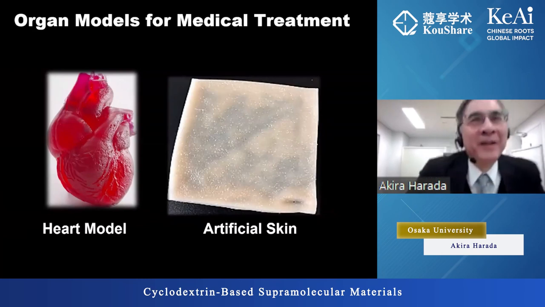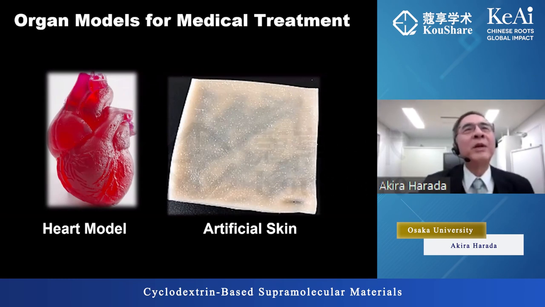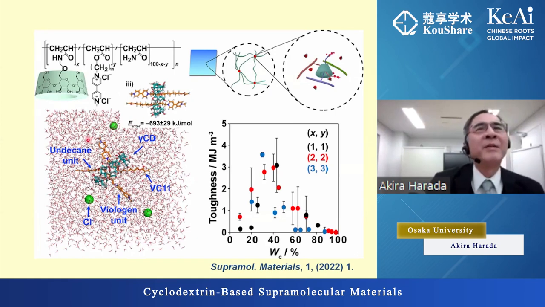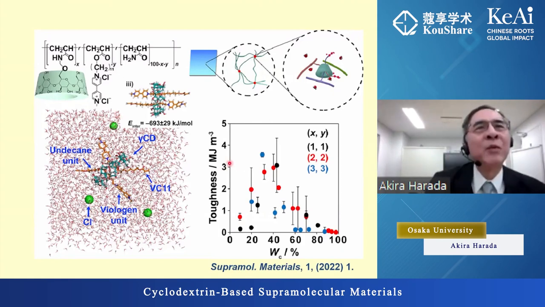Okay, here. These supramolecular materials are now commercially available and used as organ models, such as heart models and artificial skins right here. So the behavior of the supramolecular gels depends on the combination of the host and the guest. When you use gamma-cyclodextrin as a host and a long alkyl chain with the biologian part here as a guest, the toughness is maximized at a water content of about 40 mole% right here.